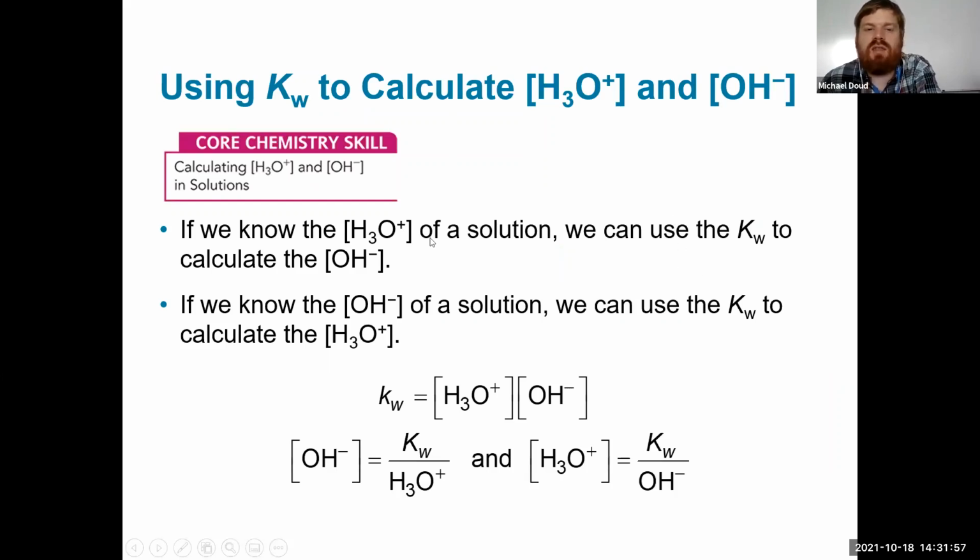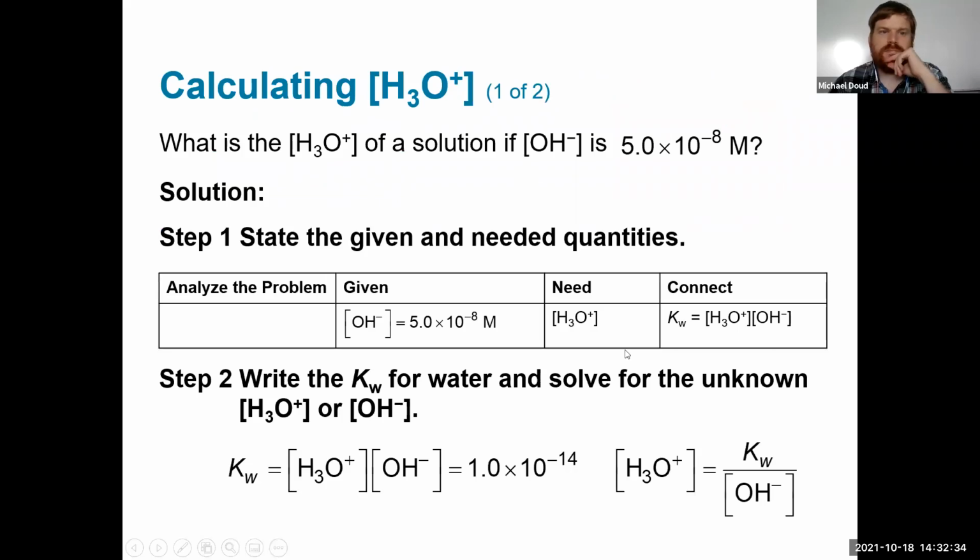Okay, so now I've hinted at this already, but if we know the concentration of hydronium ion in solution, we can calculate the hydroxide ion concentration using the Kw. Also, if we know the hydroxide ion concentration of a solution, then we can use Kw to calculate the hydronium ion concentration. Given the fact that the Kw is equal to the hydronium ion concentration times the hydroxide ion concentration, you can either do the algebra for hydroxide ion concentration, which would be equal to Kw divided by hydronium ion concentration, or the concentration of hydronium ion would be equal to Kw divided by the concentration of hydroxide ion.